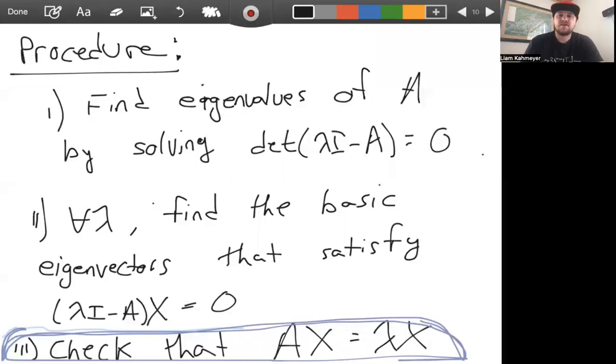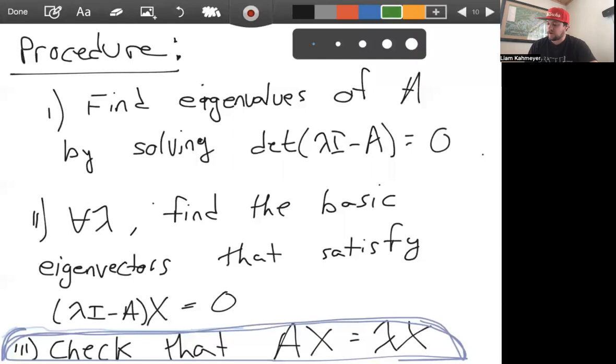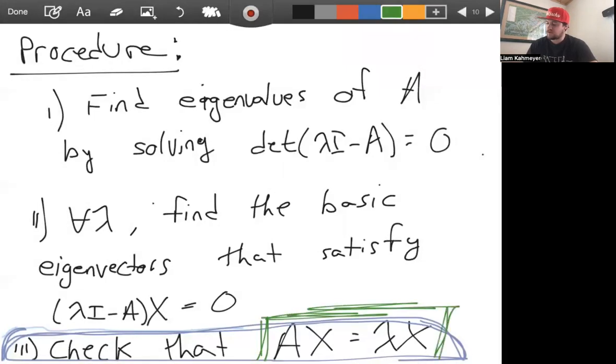Okay, now let's go through some examples in depth, step by step, showing how to calculate eigenvalues and eigenvectors for a given matrix. Let's quickly remember what the procedure is. We know that eigenvalues and eigenvectors satisfy the equation AX equals lambda X, where A is an n by n matrix.